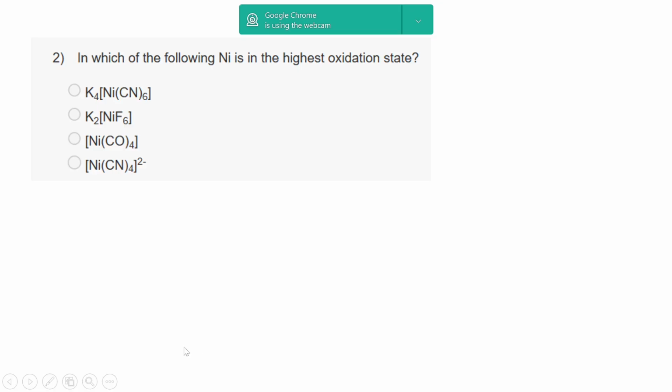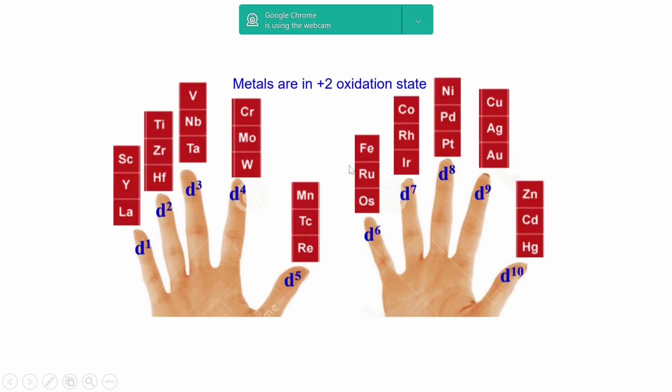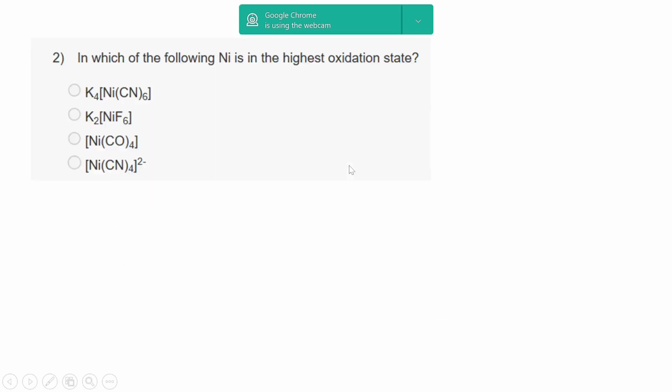We'll solve this and then we'll just go to the next. So K4 is just to balance the counter ion. K4 means it is 4 plus, so it means that Ni(CN)6 is 4 minus, right? That's how it is balancing the charges.